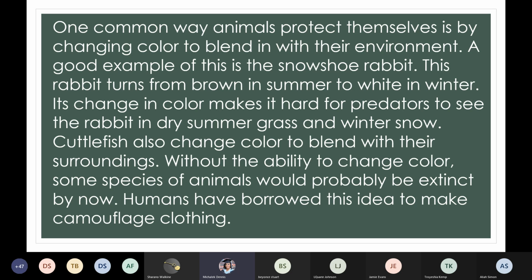So Deshonda is saying topic sentence: one common way animals protect themselves is by changing color to blend in with their environment. And Alicia said the exact same thing.